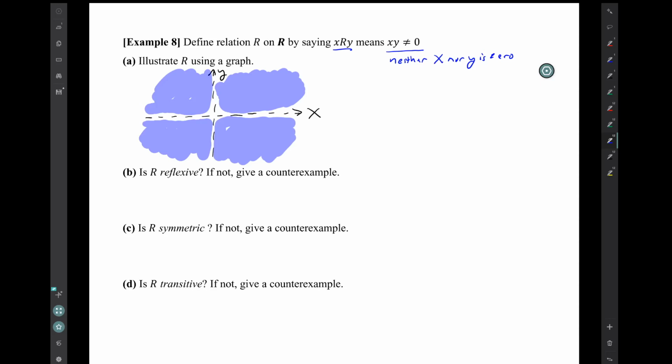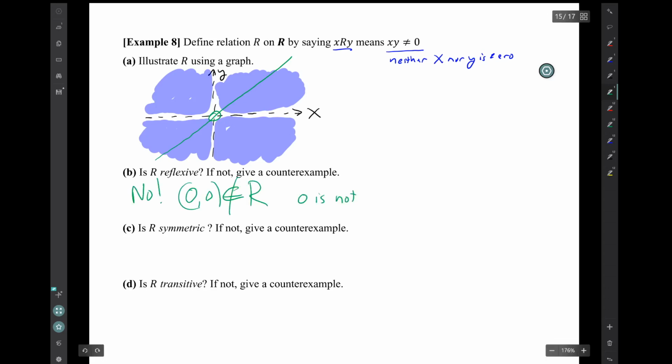So is R reflexive? Well, this is interesting. Notice that most of the points on the main diagonal are in the graph, but there's one point that's not. 0, 0 is not in our set. 0 is not related to itself. That is, if I write this, that's a false sentence. If I say 0 times 0 is not equal to 0, that's false. Okay, is R symmetric? Well, yes.